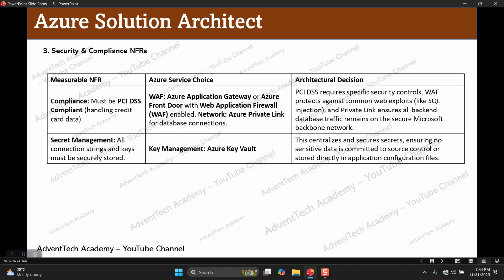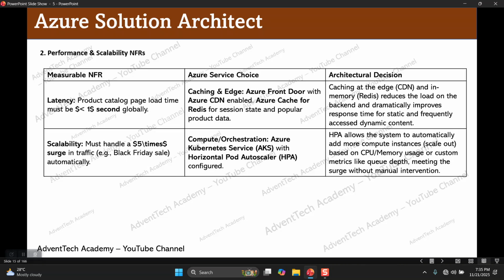Secret management. All connection strings and keys must be securely stored. So we can implement Azure Key Vault. The architectural design is to centralize and secure the secrets, ensuring no sensitive data is committed to source control or stored directly in the application configuration files. So these are all the security and compliance NFRs we should consider when designing cloud infrastructures. Compliance, security management, latency, scalability: these are all the NFRs we must consider during designing the cloud infrastructures.